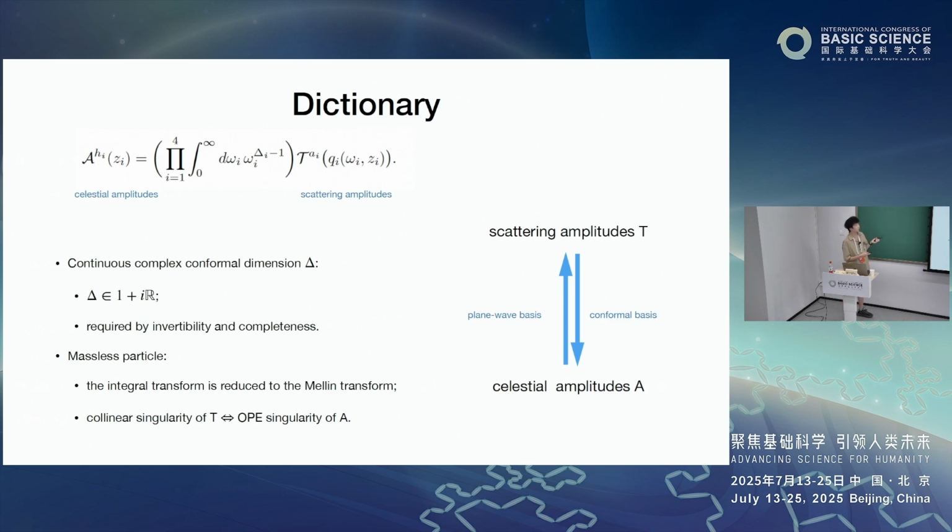When D equals 2, it's basically 1 plus IR. And this is required by the invertibility and the completeness. So let me explain a bit more about the invertibility and the completeness.